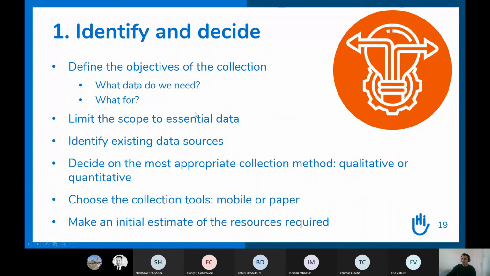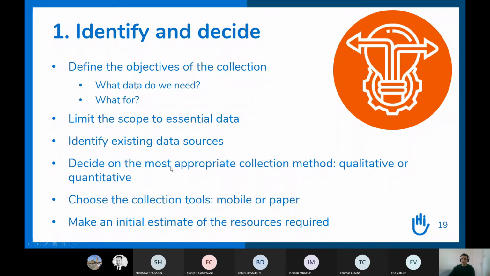One thing that you need to do also is to decide on the most appropriate collection method. Is it qualitative or quantitative data that you need? Usually here we are going to talk a lot about quantitative data, because information management is more about quantitative data. There are other things about qualitative data, but it's not really what we are going to discuss today. But you have to be clear at the beginning what is quantitative, what is qualitative data, and to choose which one you want to do.